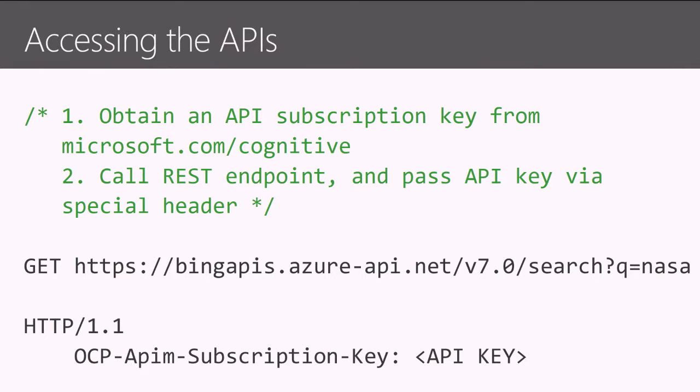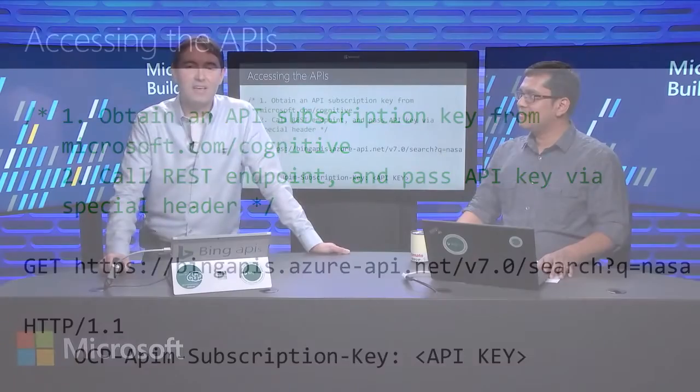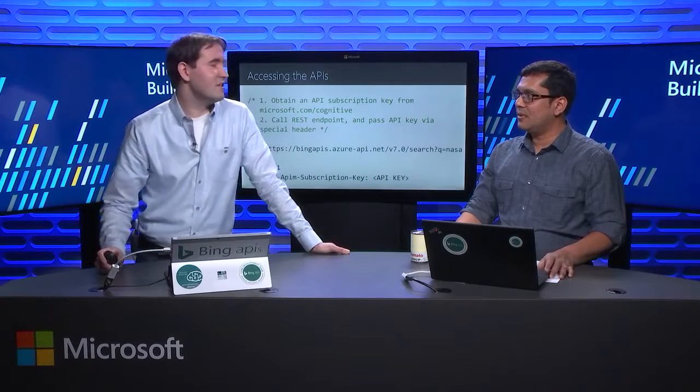One important thing to note here, signing up for these APIs is super easy. You can just go to Cognitive Services, which is on microsoft.com/cognitive, and get yourself a free key. I mean, free is always good, right? Yep. And then you can just get started. You can start using them. We love free. Yeah, and you just take that key, pass it through in the header, and start using that stuff.